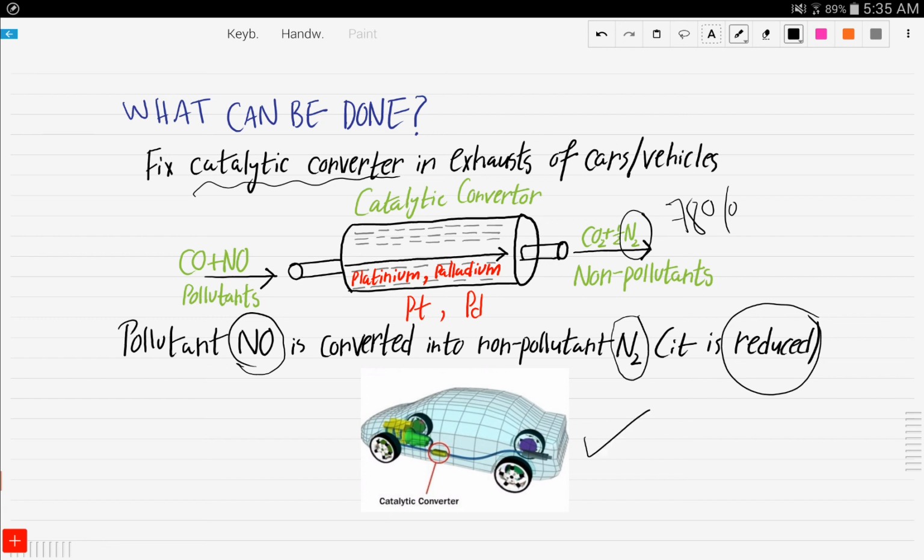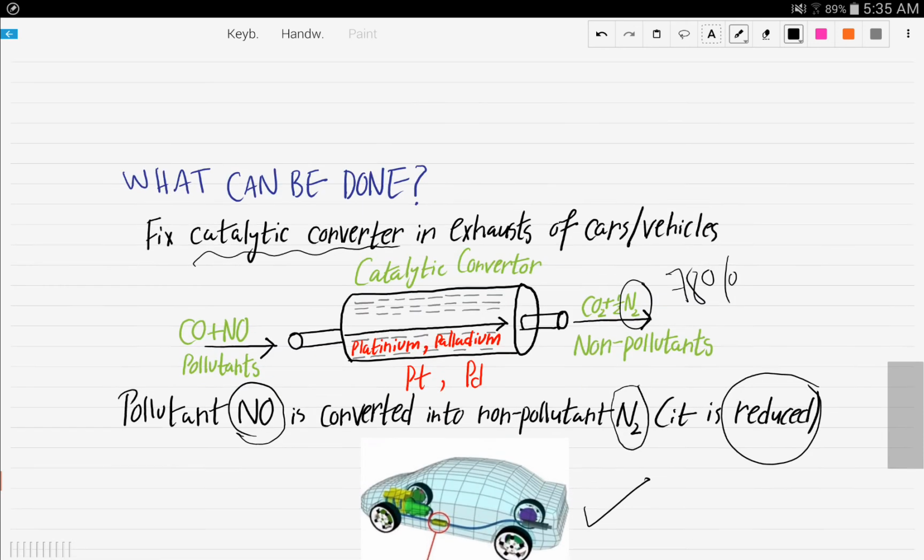And here is a more realistic picture for you to picture the catalytic converters in cars. They're placed here just right next to the engine to turn nitrogen monoxide, which is a pollutant gas, to nitrogen gas, which is a non-pollutant gas.